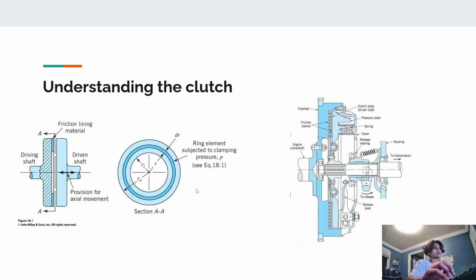Alright, so we're going to go on and actually understand the clutch. So here we see a friction lining material. We see our driving shaft, our driven shaft, our provisions for axial movement, our ring element subjected to clamping pressure, our clutch disc on this diagram, our pressure plate, spring cover, release bearing housing to transmission, release lever, engine crankshaft, friction planes, and the flywheel.